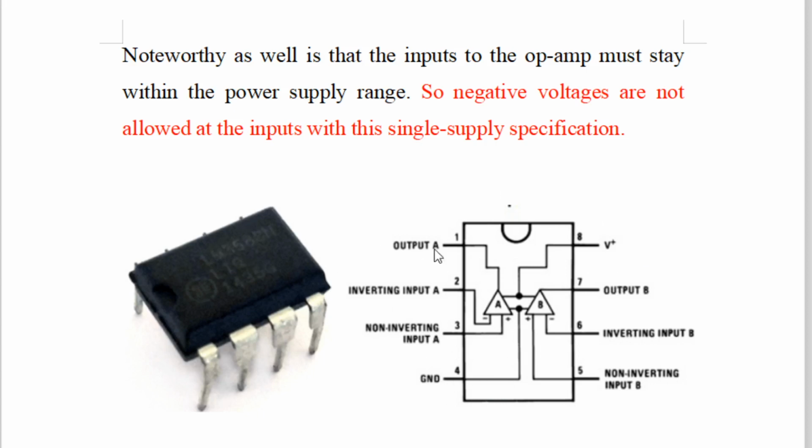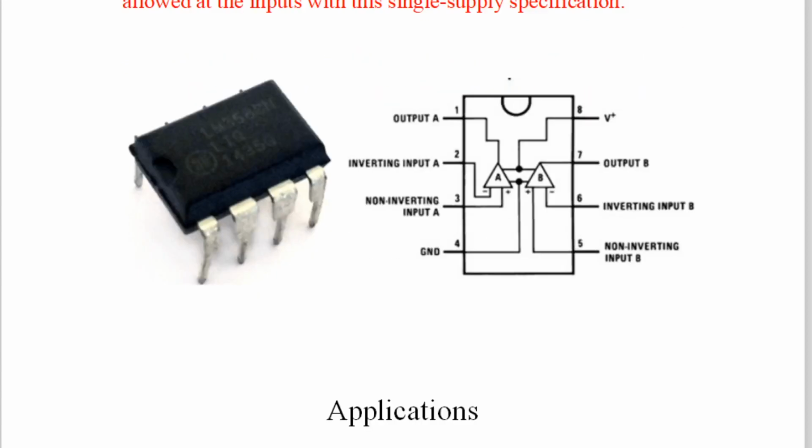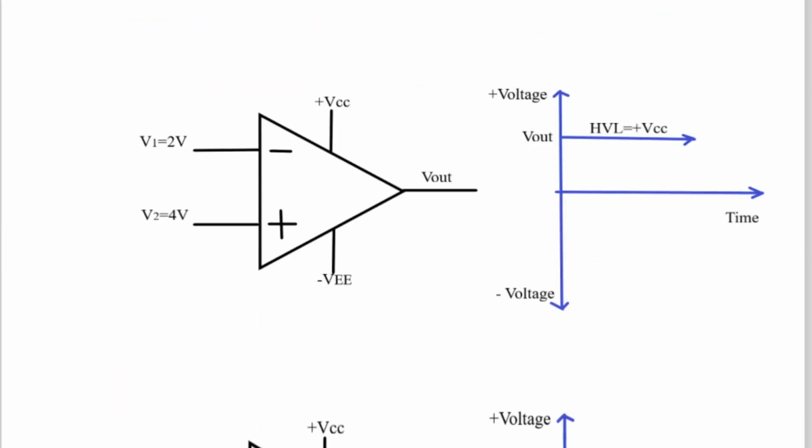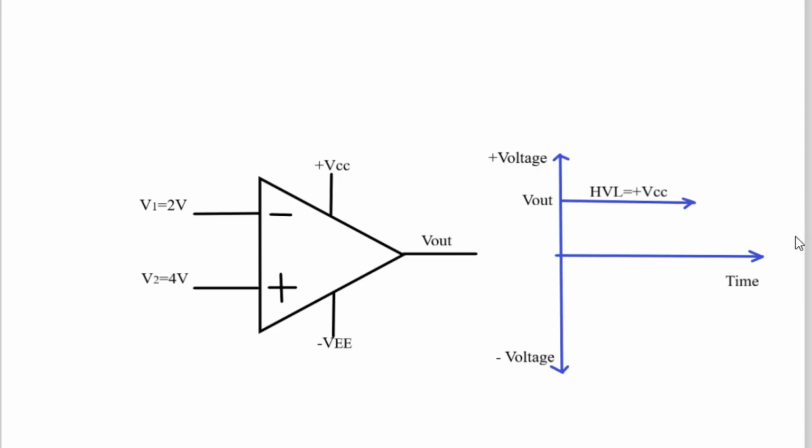So like that, there are various types of op-amps. Applications. There are various applications of the op-amp. Op-amp is used in various electronic circuits. So you can read all this information as and when you have the time. You can watch the video again and again, and you can go through this. Now we are going to proceed to the basic functioning of the op-amp.